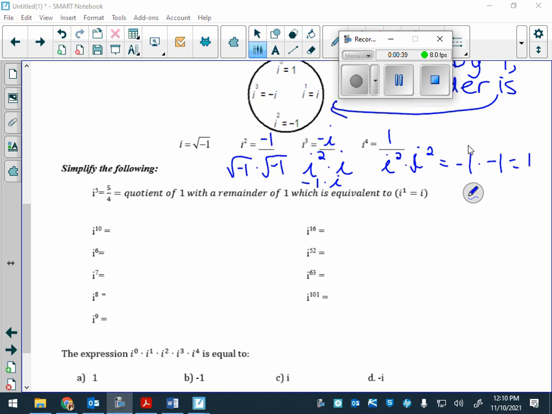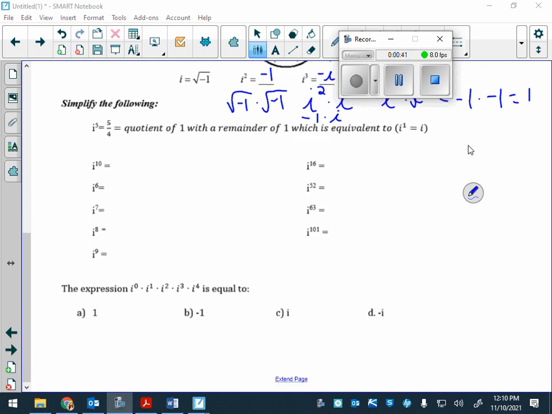So if we look at i to the 10th, 4 goes into 10 how many times? Twice. How many are left over? 2. So i to the 10th is equivalent to i squared. i squared and i to the 10th mean the same thing, which then equals -1. Okay? So if we look at i to the 6th, actually, let's look at i to the 7th.